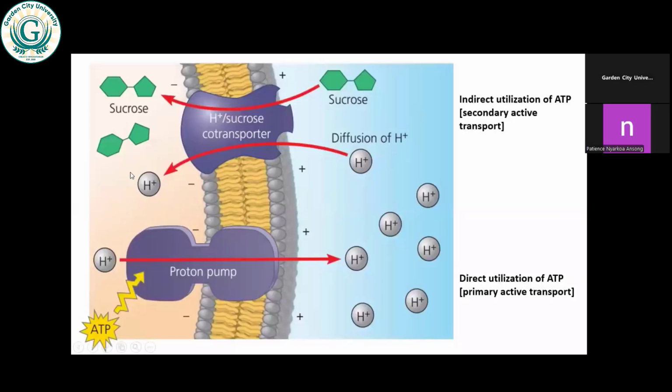Another example is as hydrogen ions move from their higher concentration outside to their lower concentration inside, it's going to actively move sucrose from its lower concentration outside to its higher concentration inside the cell. The higher concentration of hydrogen is as a result of this primary active transport, moving hydrogen actively to the extracellular fluid. Analyze this, think about it, read more, watch videos, and better understand.